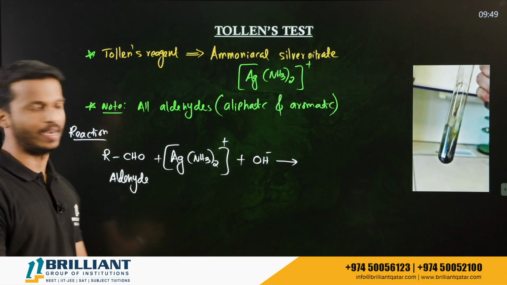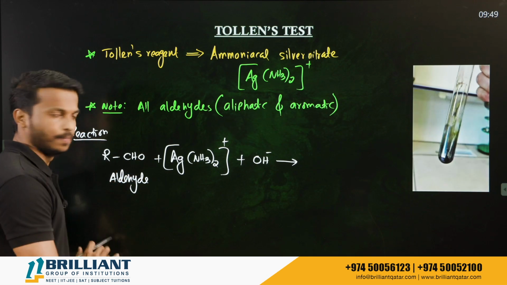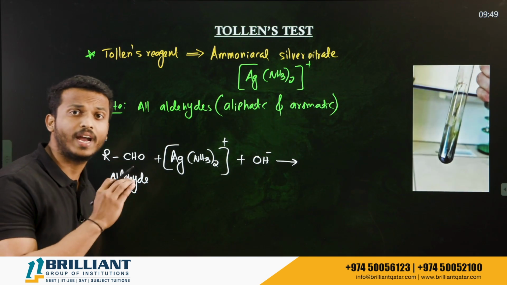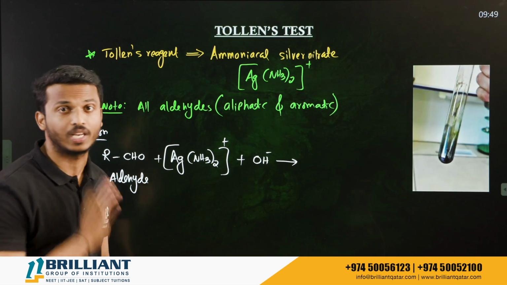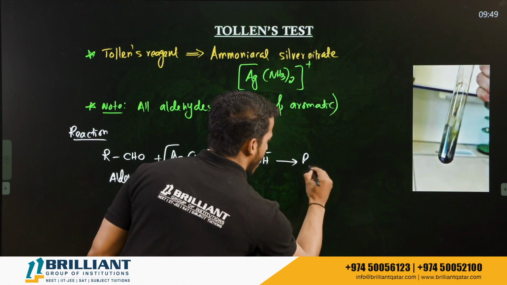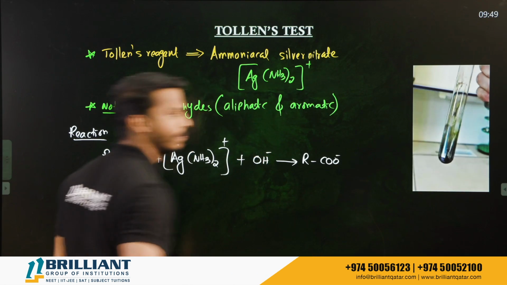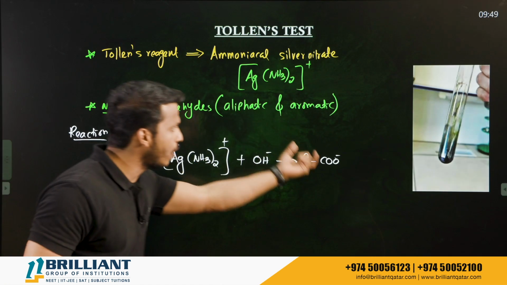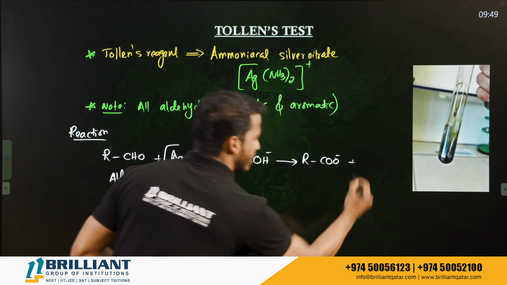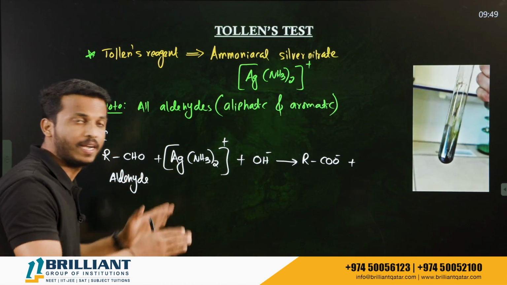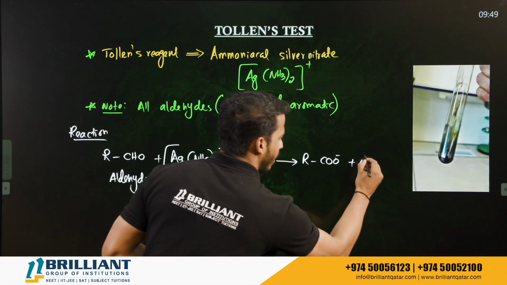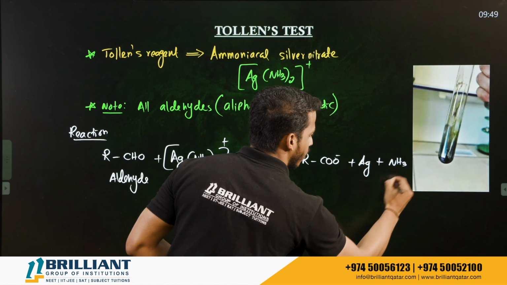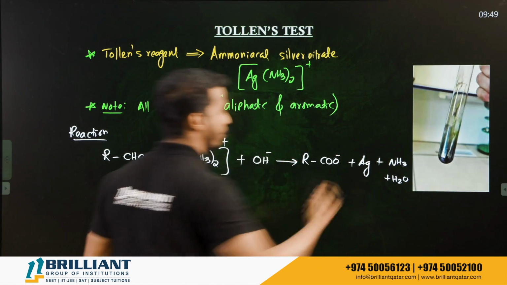What is the change that happened, dear all? During this reaction, the aldehyde oxidizes. Aldehyde on oxidation gives carboxylic acid, right? So let me write it as RCOO minus, meaning carboxylic acid. So the aldehyde oxidizes to carboxylic acid, plus the complex is split. You will get silver, let me take silver outside, and ammonia along with water. These are the products going to form.